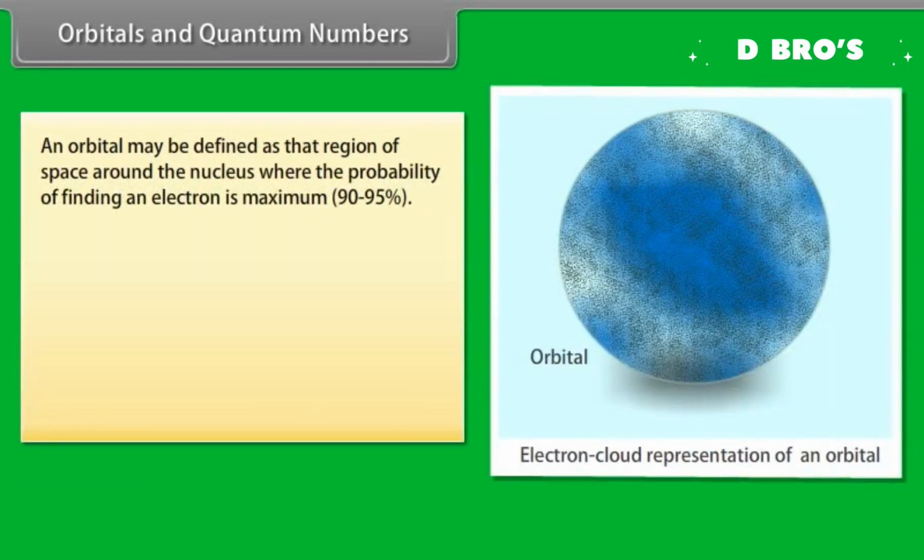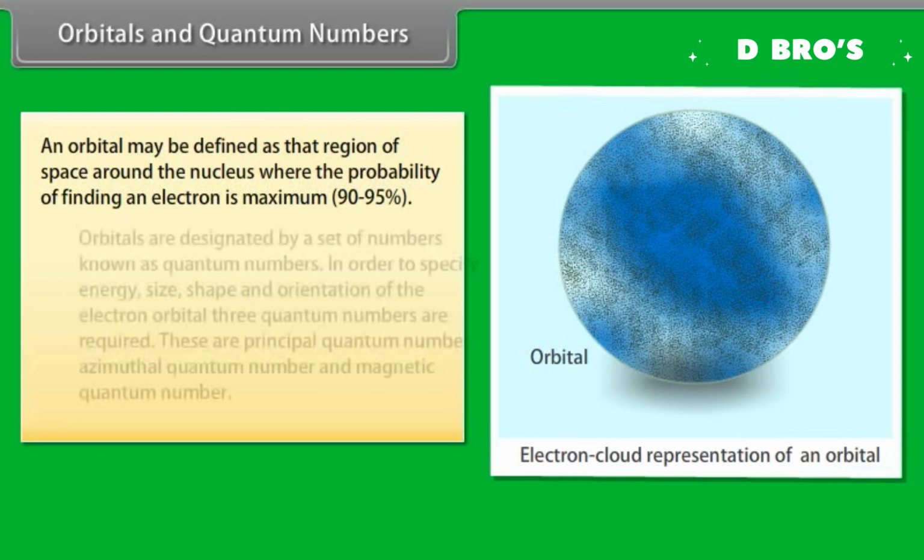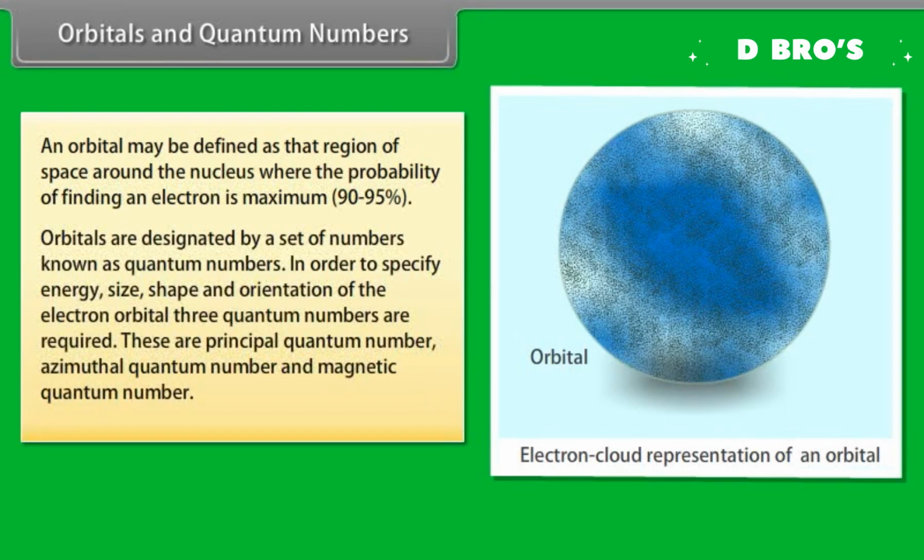Orbitals and quantum numbers. An orbital may be defined as that region of space around the nucleus where the probability of finding an electron is maximum. Orbitals are designated by a set of numbers known as quantum numbers. In order to specify the energy, size, shape, and orientation of the electron orbital, three quantum numbers are required. These are the principal quantum number, the azimuthal quantum number, and the magnetic quantum number.